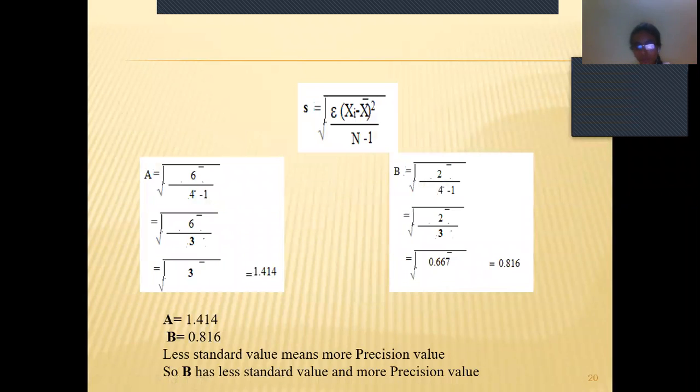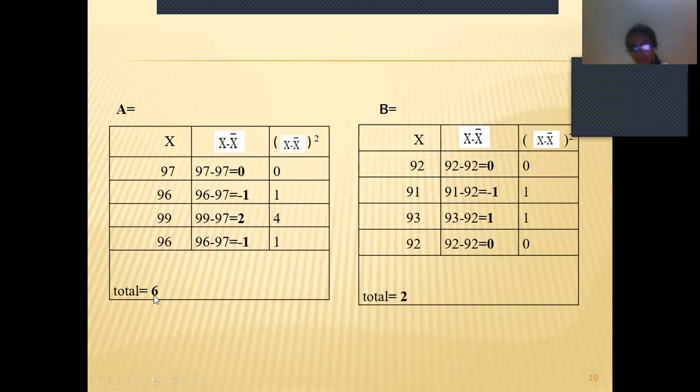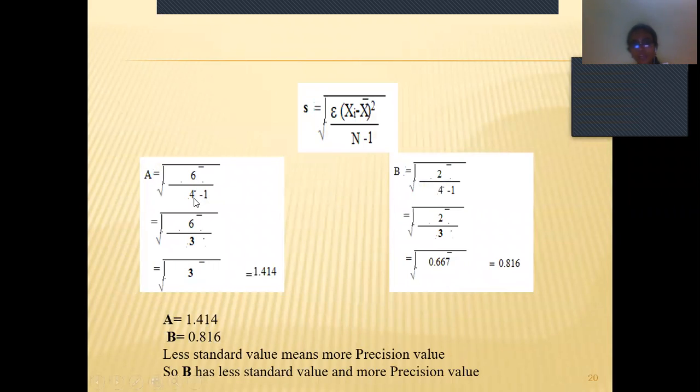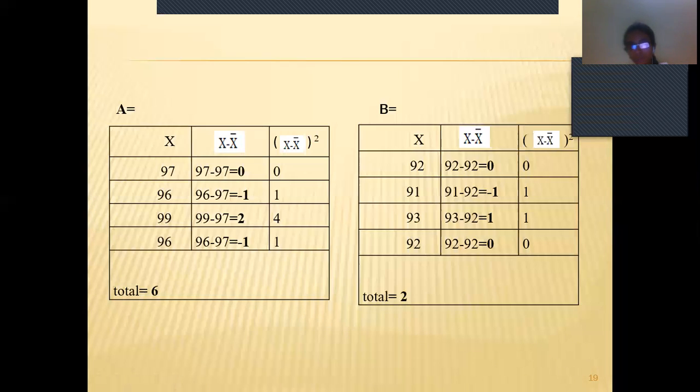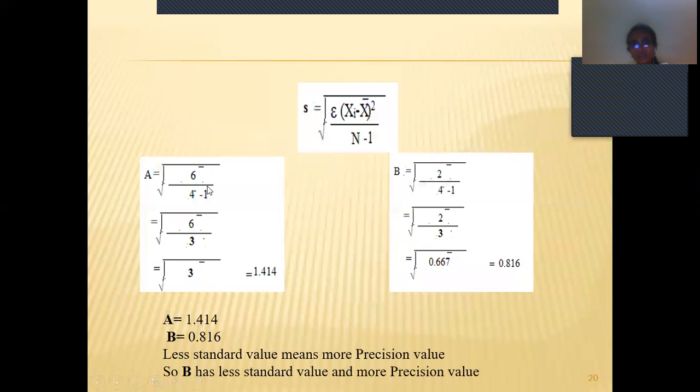So if we replace these values, 6 and 2, in this formula, S equals square root of the sum of xi minus x bar whole square divided by n minus 1. The value we got for xi minus x bar for person A is 6, so we place 6 here. N means how many values are there here? 1, 2, 3, 4. So 4 values are there. 4 minus 1 means 3. So under the square root, 6 by 3 means 2. Square root of 2 is 1.414.